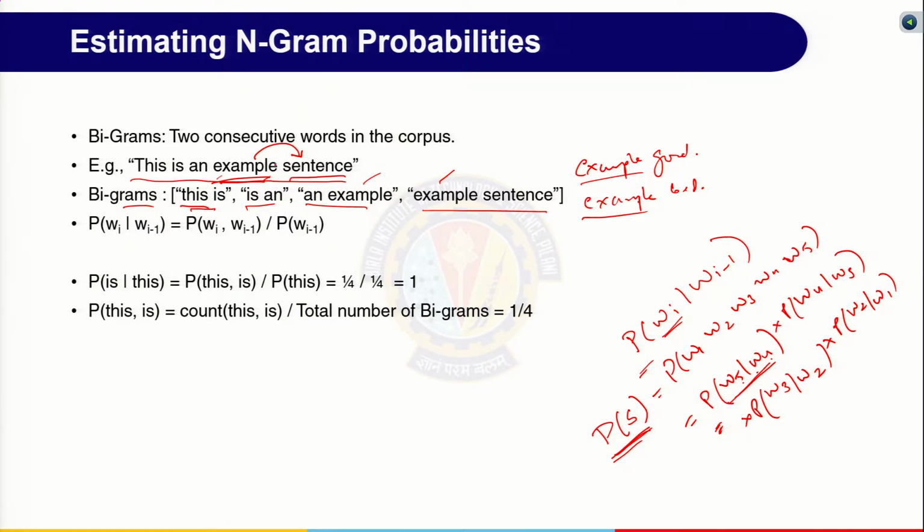Now we have 3 such instances of "example", but only in one instance I have seen the word "sentence" appearing after "example". So now my probability would be calculated as how many times I have seen "example sentence" divided by how many times I have seen the word "example", because we are calculating the probability of the next word given the previous word. So it is only seen once, where in this hypothetical example that I have given here, we have seen "example" 3 times, so it will be 1 by 3.